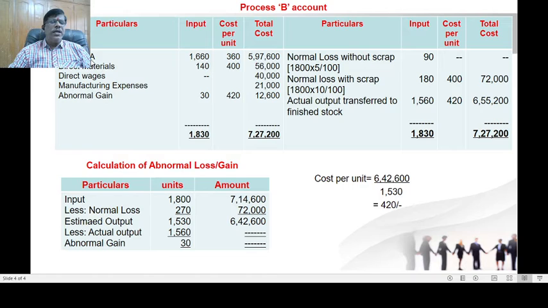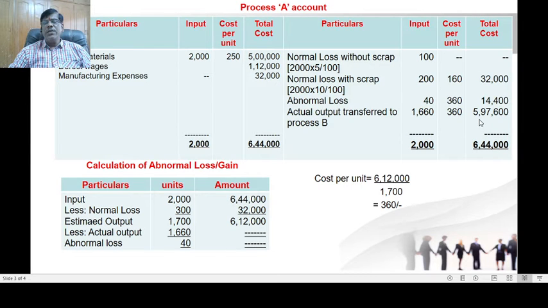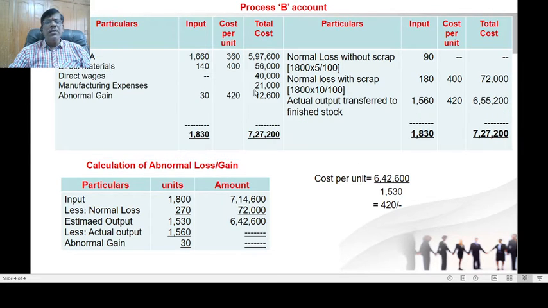Then it is process A, it is input. Then this output of process A becomes the input of process B. That's written on the debit side. It is 1,660, the output of A. It becomes the input of process B. That is 1,660. Rate is 360 per unit. That is our value, 5,97,600. Then here 5,97,600 you have to write.